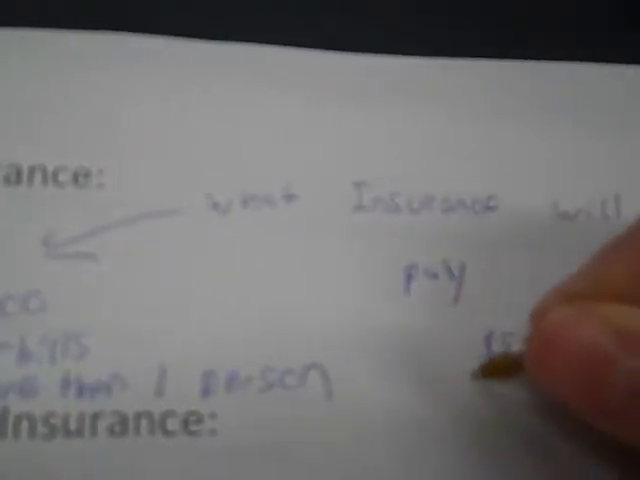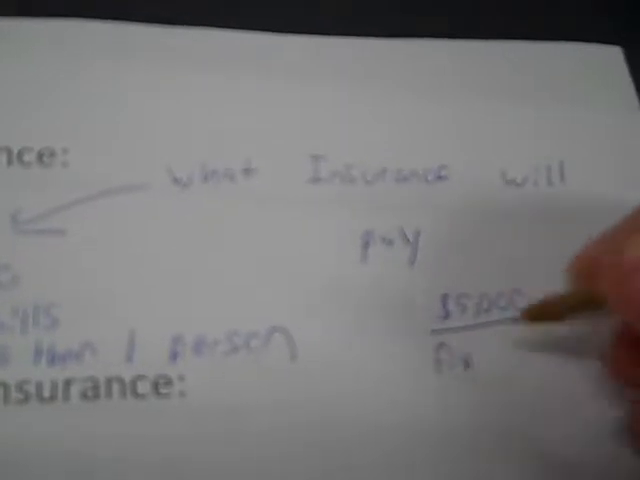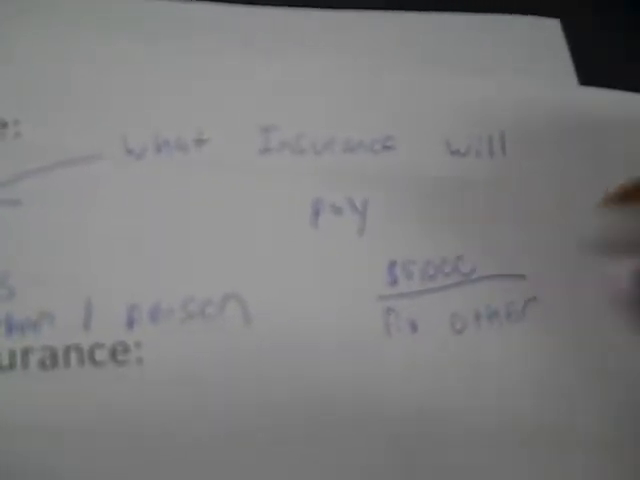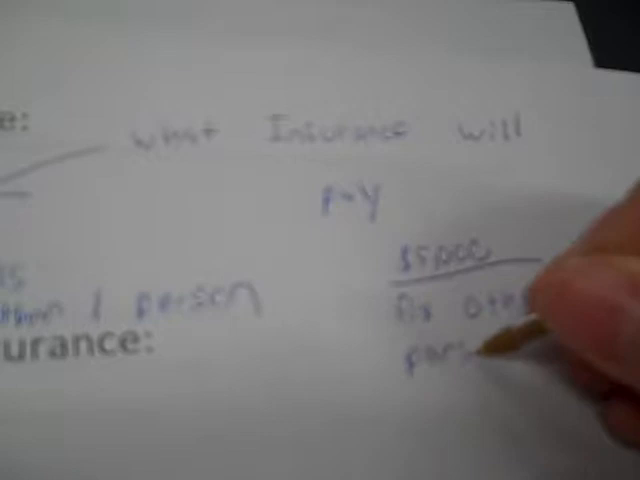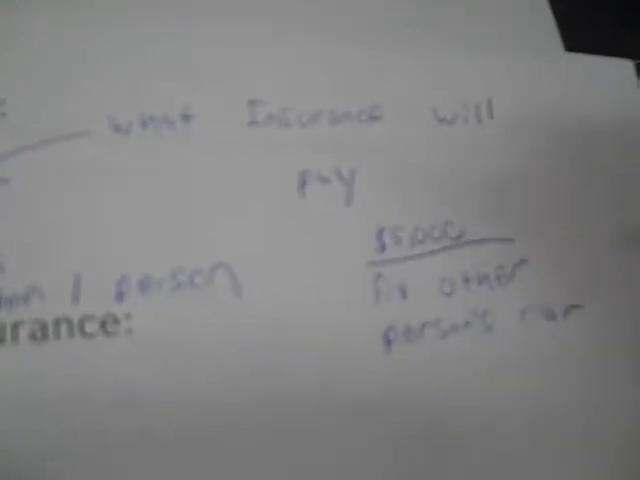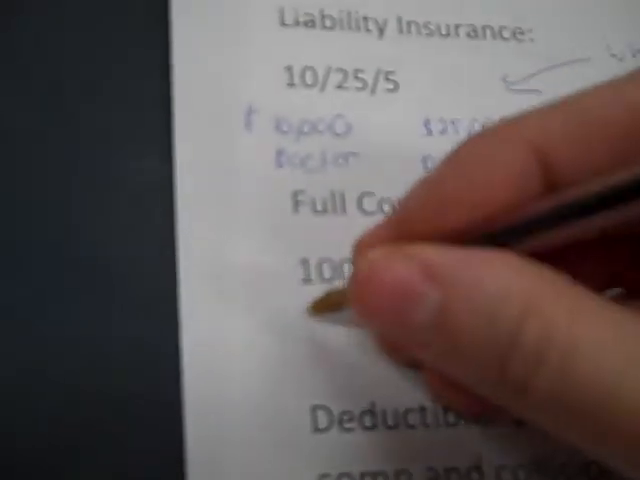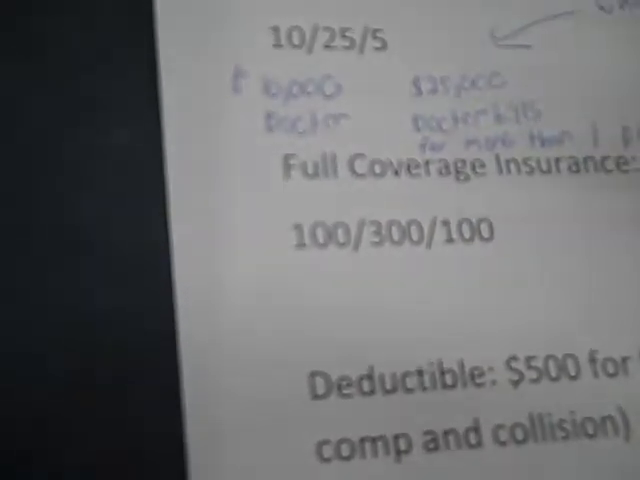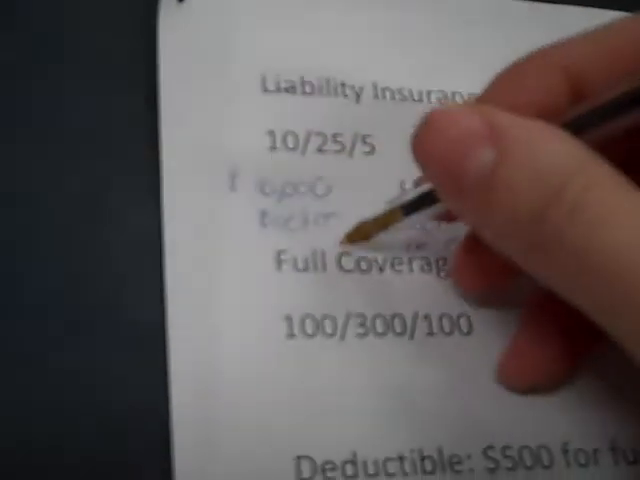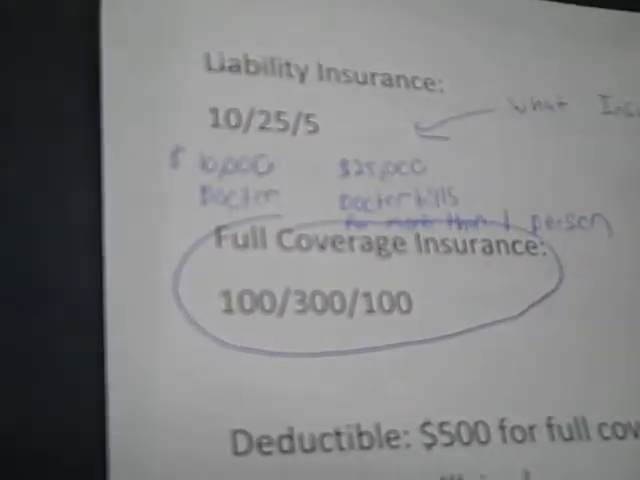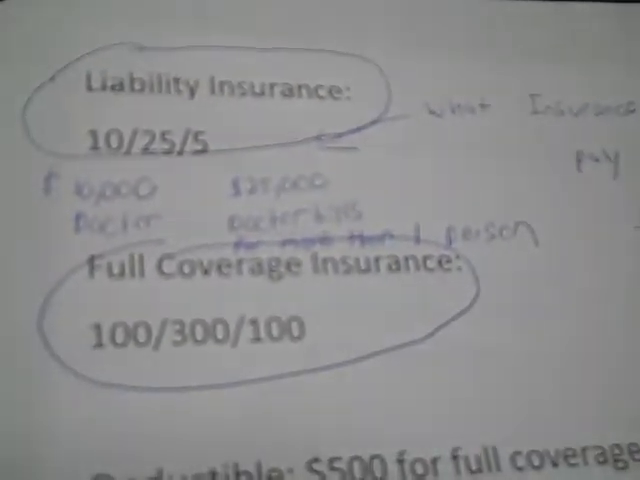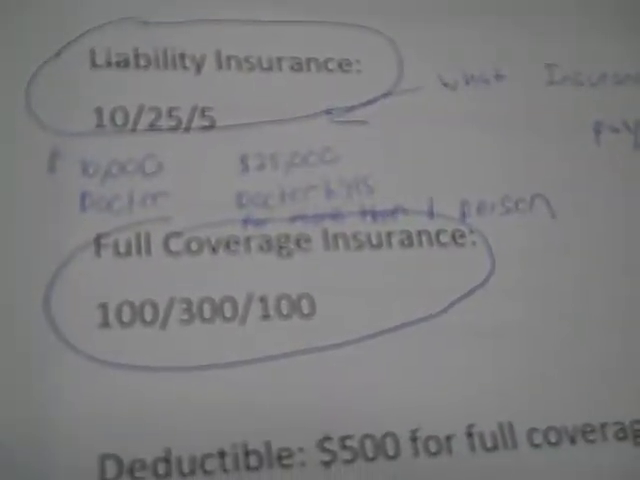And then the 5 is $5,000 to fix the other person's car. Okay. And these mean the same thing. So this would be 100,000, 300,000, 100,000. Okay. This is full coverage insurance. Okay. This is liability insurance. Okay.